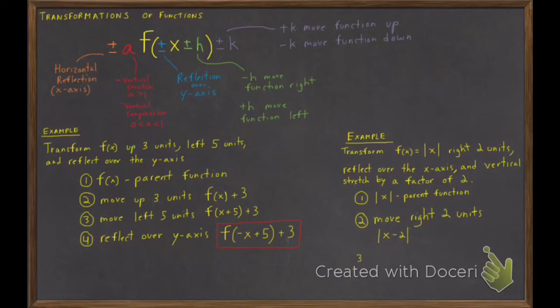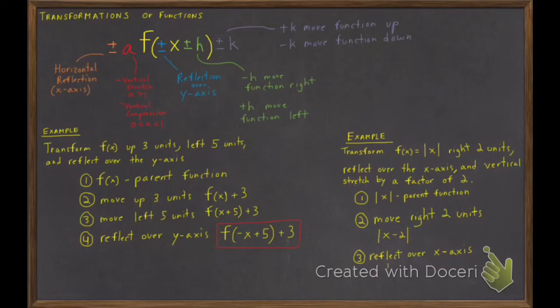Alright, so what's our third step? Well, our third step is to reflect over the x-axis. So we want to reflect this now. Reflect over x-axis. Now, how do we do that? Again, we look at our chart, and we see to reflect over the x-axis, we want a negative in front of our a. Our a is outside of our function, and there's a negative there.